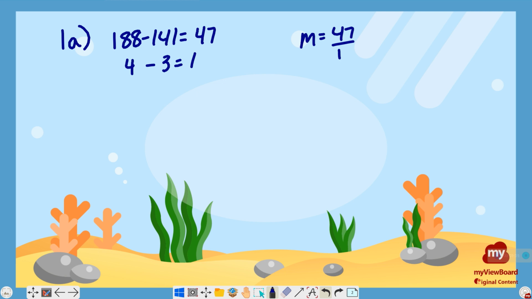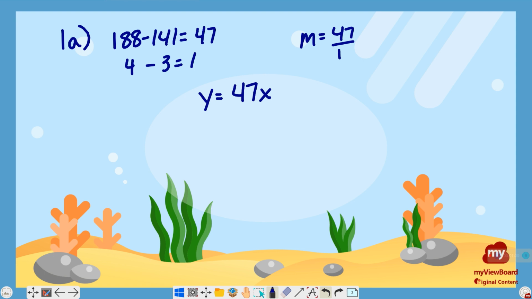Now to turn that into an equation, we have y equals 47x. If I multiply 47 by 3, I get 141, which means my b value is 0.